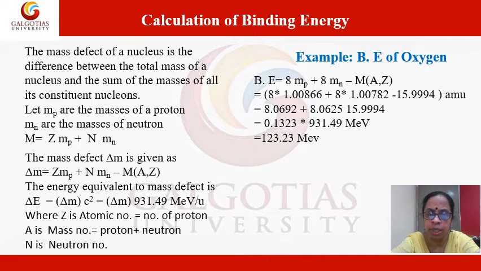The energy equivalent to the mass defect is delta E equals delta M c squared, which equals delta M times 931.49 mega electron volt per AMU.